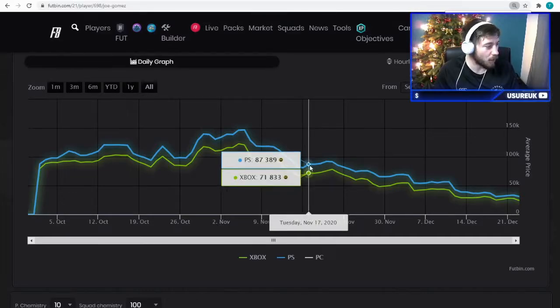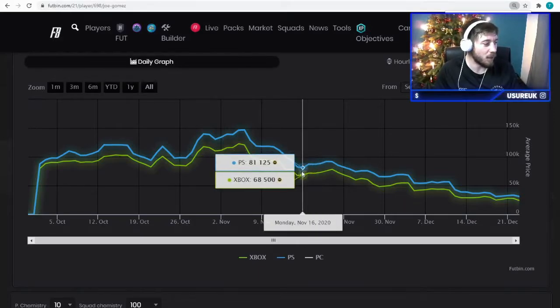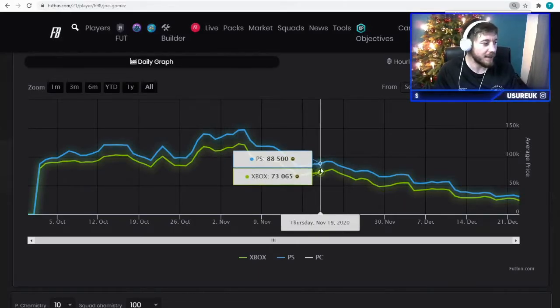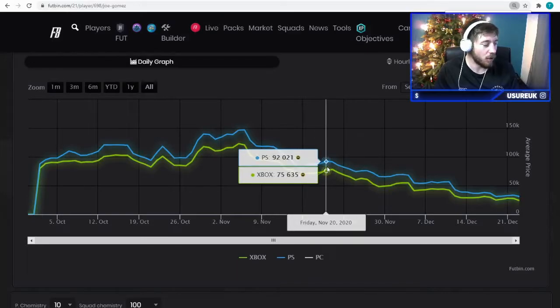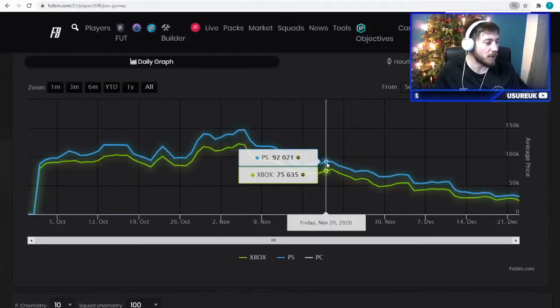This is just an example of 1 week. We can see him rise and rise and rise. And on a Thursday, he becomes 88,000 from 81,000. This is an average in the day, hitting 92 on the Friday. So this tells me instantly, I do not want to be buying my meta cards like Joe Gomez. I do not want to buy him on a Thursday.